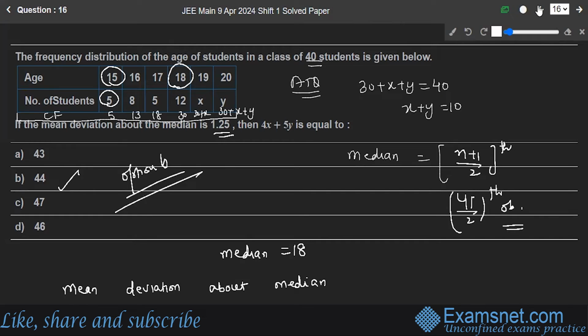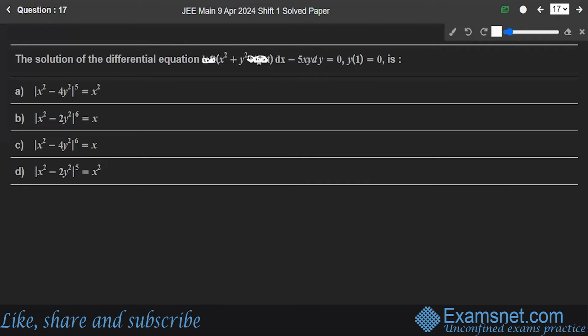That's it. Hope you understood that. Let's move to the next question. Question number 17: the solution of the differential equation (x squared plus y squared) dx minus 5xy dy is equal to 0, where y of 1 is equal to 0, is.